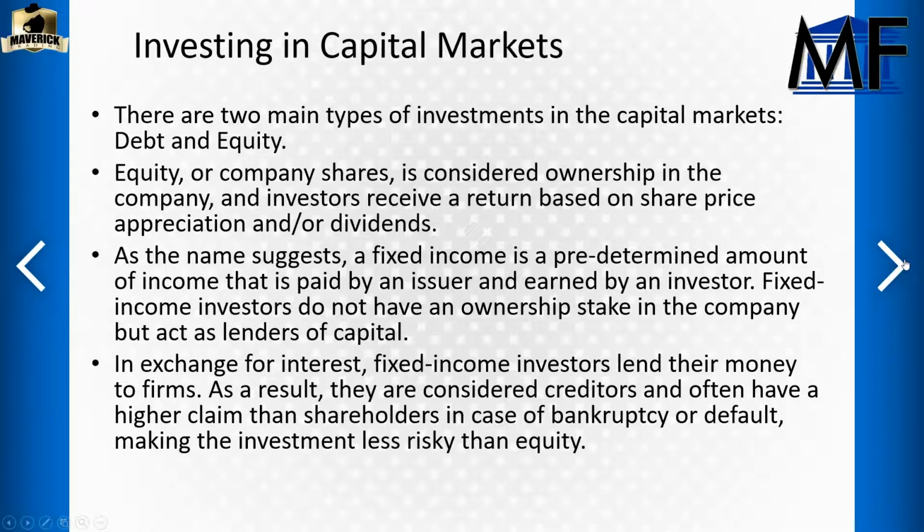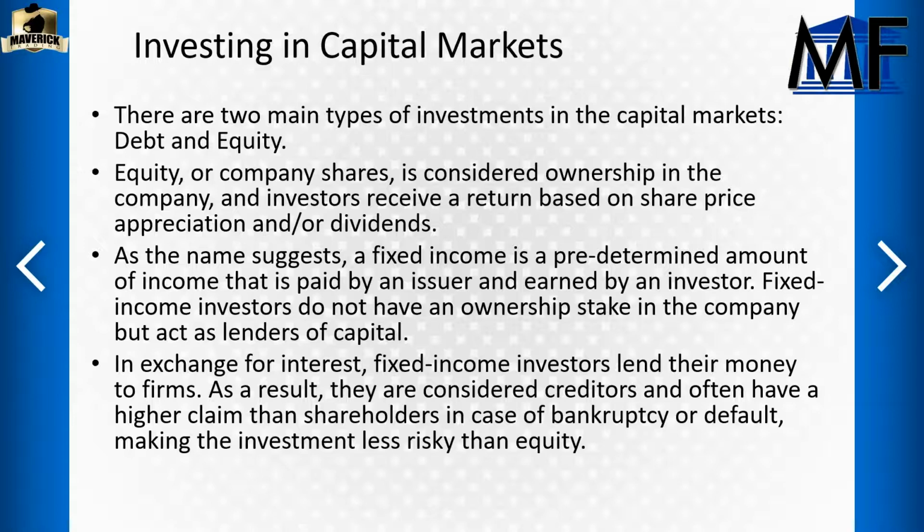So when you invest in the capital markets, there are really two main types of investments that you can make. There is debt and there is equity. So what's the difference between debt and equity? Well, equity is stocks, and they'll often call them equities or company shares. This is actual ownership of the company. Investors receive a return based on share price appreciation and or dividends. So when you buy equity, you're an actual owner.